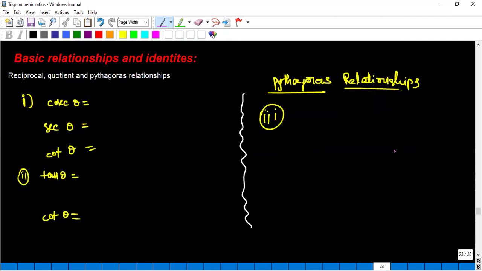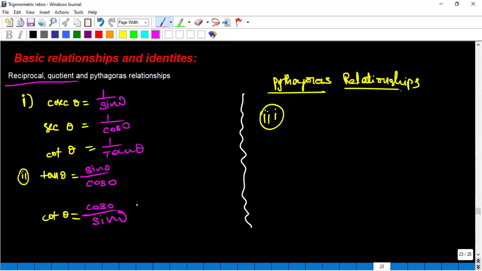Let us see some basic relationships and identities. First is reciprocal. What is the inverse of cosecant theta? It is nothing but 1 by sine theta. What is secant theta inverse? 1 by cos theta. What is cot theta inverse? 1 by tan theta. Then this is quotient rule. Tan theta you can write as sine theta by cos theta, and cot theta you can write as cos theta by sine theta.